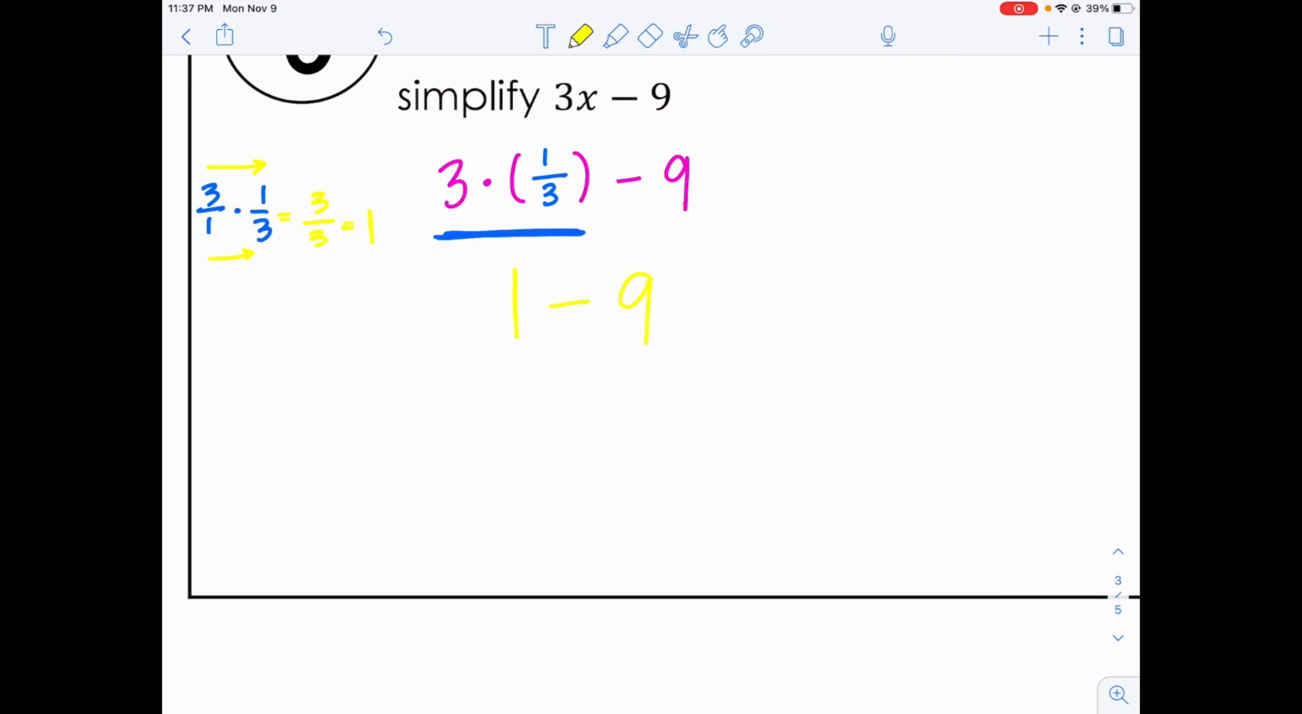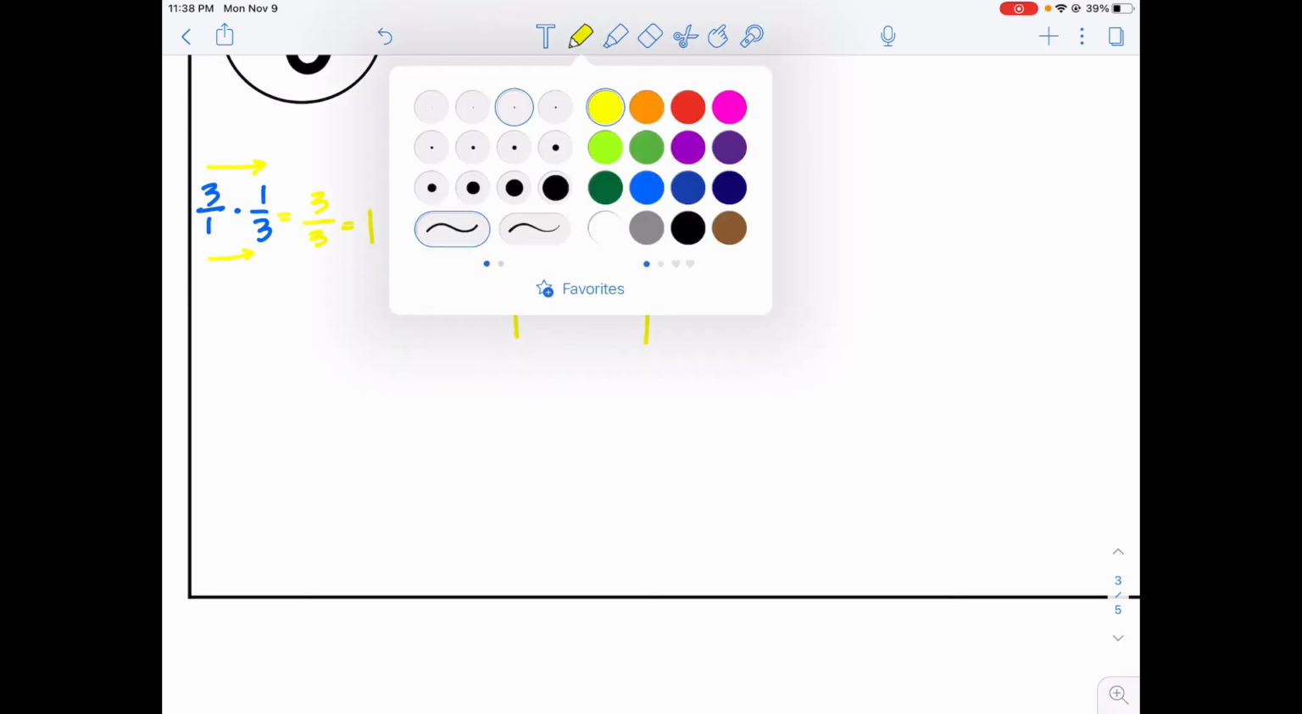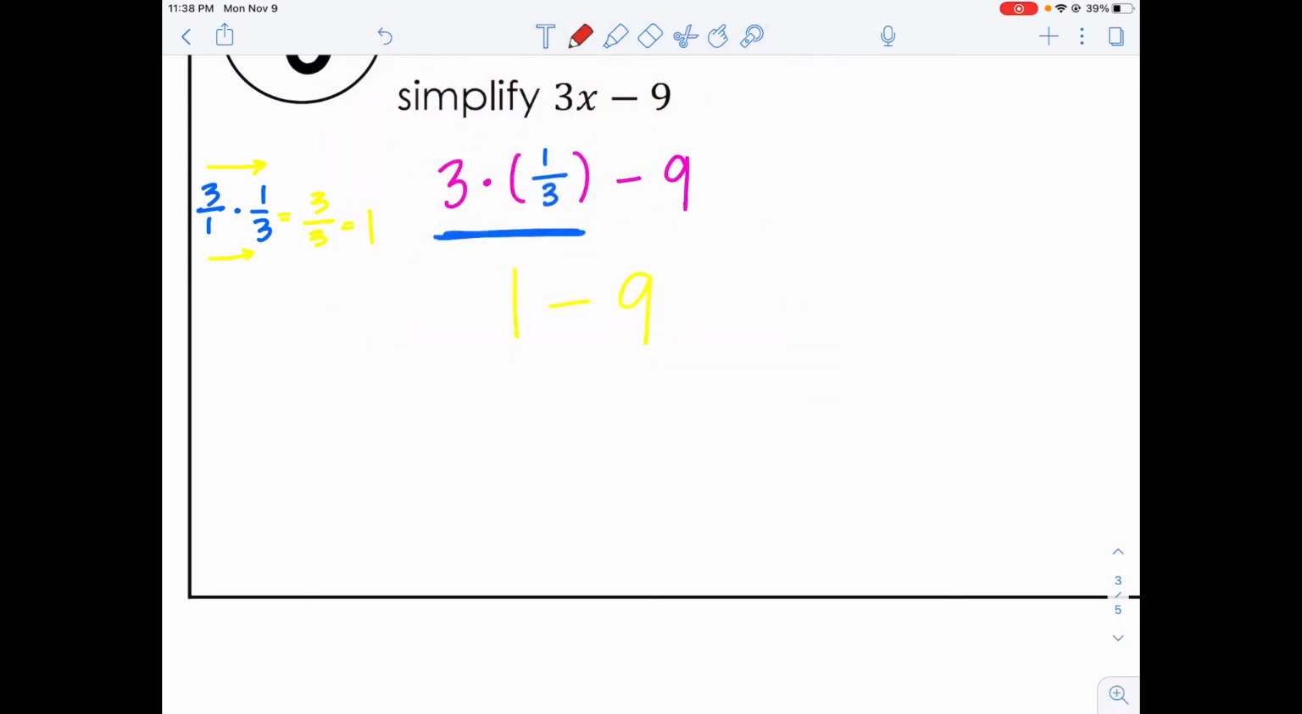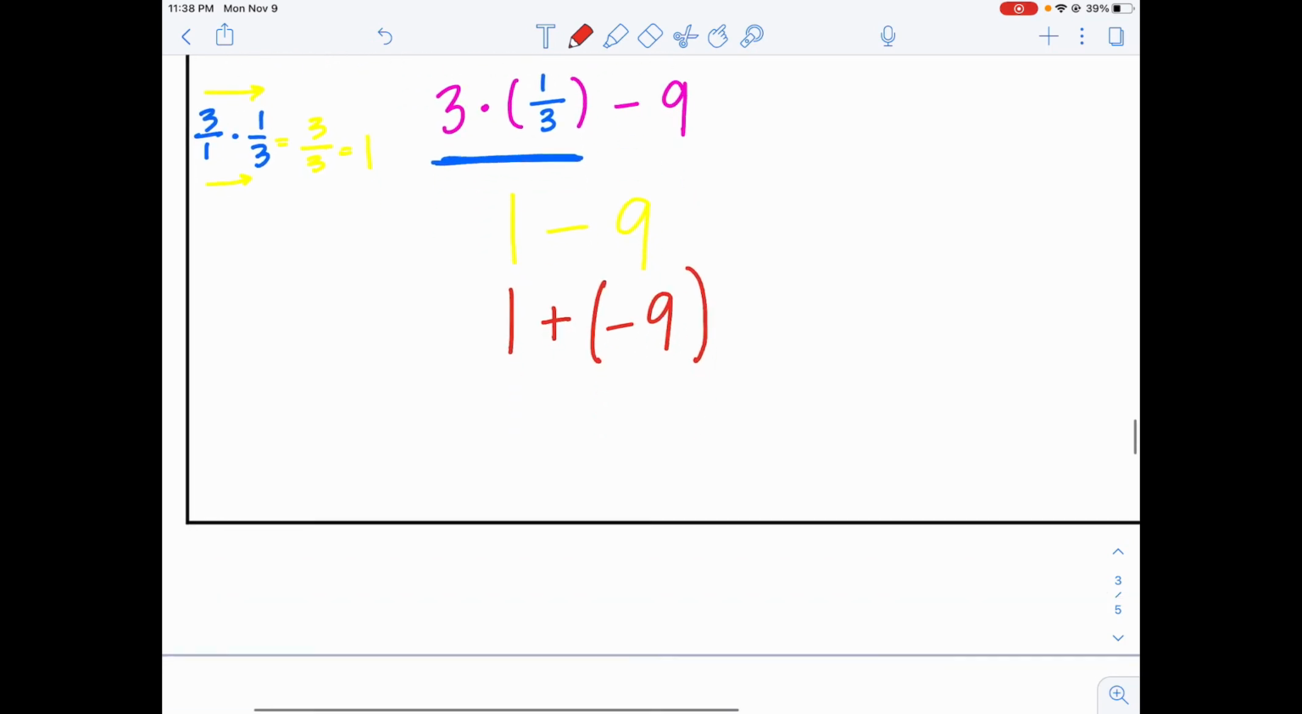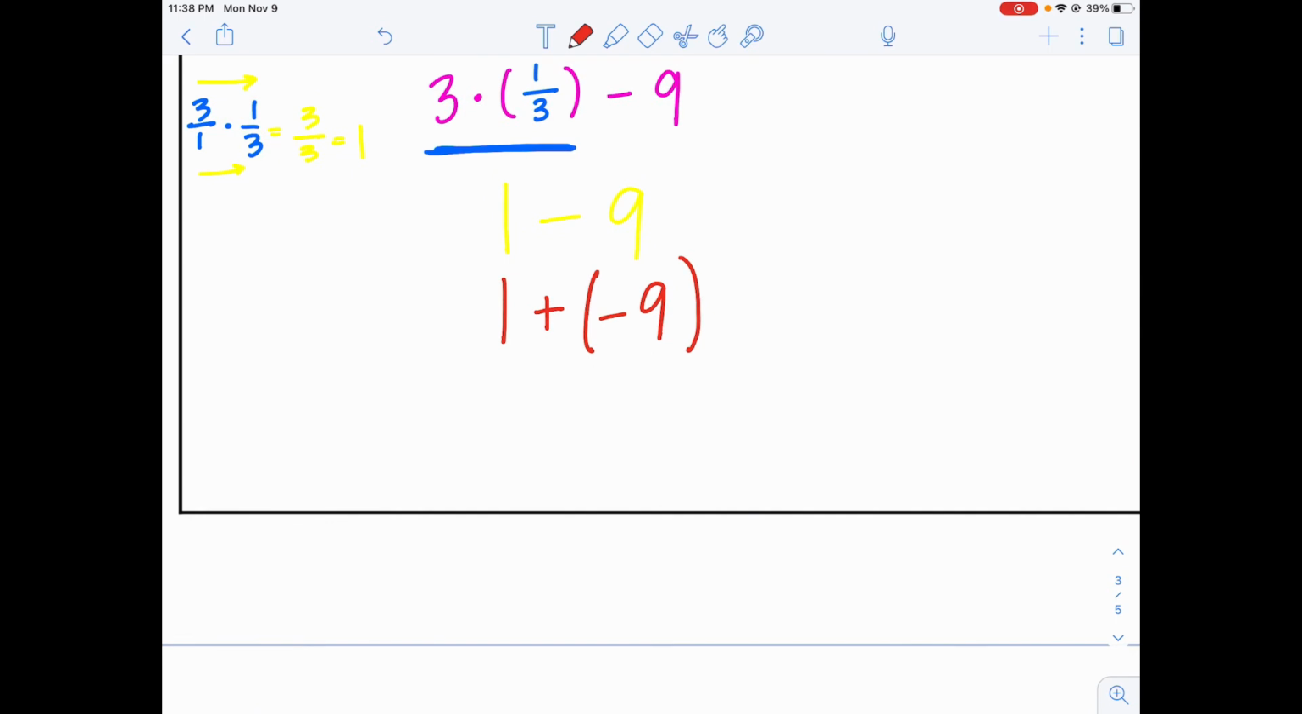You could punch in 1 minus 9, or if you would prefer to use our integer rules from the previous unit, we do not do subtraction like this. We always change it to keeping the first the same. Subtraction becomes addition, and then the second number goes to its opposite. The opposite of a +9 is a -9. And now I have 1 plus a -9.